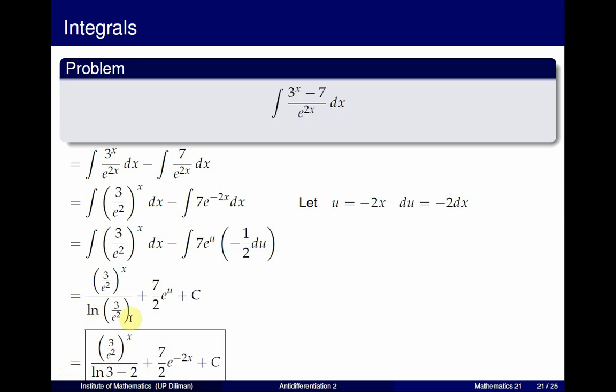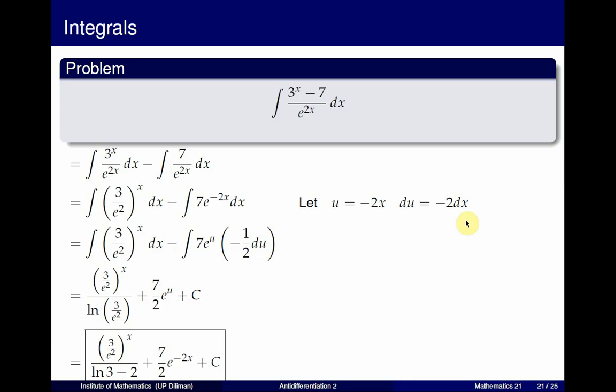This is just obtained from the laws of logarithms. So ln of 3 over e squared is just ln of 3 minus ln of e squared. But ln of e squared is just 2. So this is where the ln of 3 minus 2 comes from. Anyway, going back, 7 halves e to the u becomes 7 halves e to the negative 2x. And then plus c at the end. And this is our final answer.